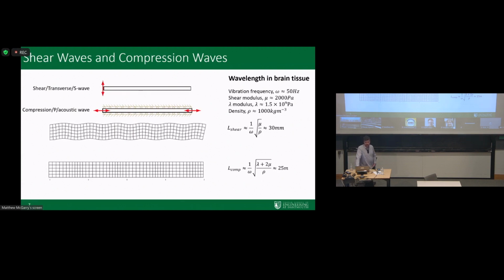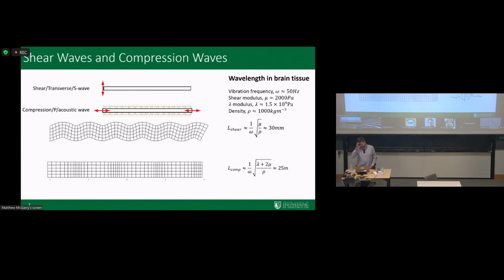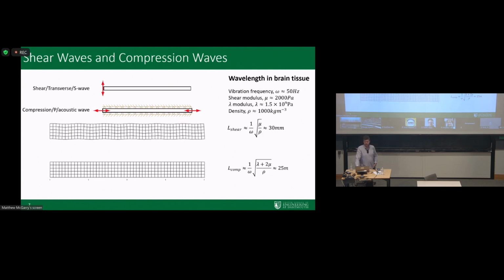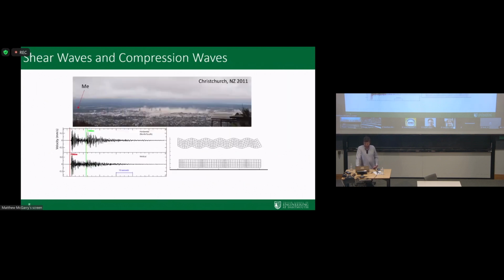Now, if we look at a reasonable vibration in tissue that we can apply to the brain, it's 50 hertz. If we look at the mechanical properties of brain and the wavelengths of these, the shear wave is about 30 millimeters, so it's like a small portion of your brain, whereas the compressional wave is on the order of 25 meters. So we're really interested in the shear wave in this case.